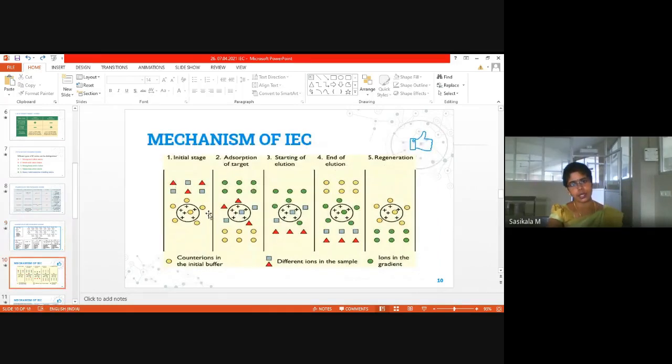Now let's see the actual mechanism that happens inside the column. When the stationary phase and mobile phase are chosen in either cationic or anionic exchange chromatography, in the first, initial stage, your sample is loaded.